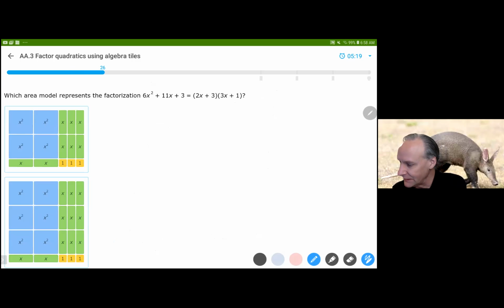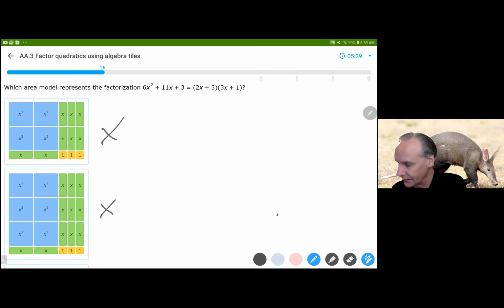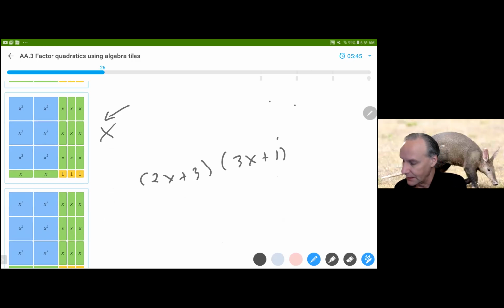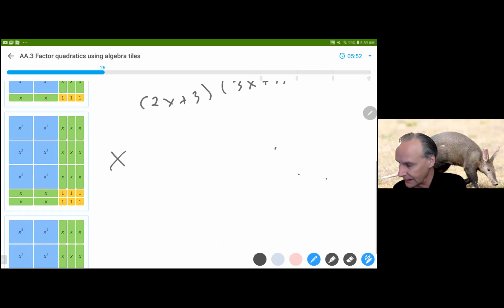All right, we've got a 2x plus 3. This is definitely not it. And this one is definitely not it. So I'm going to write it right here. 2x plus 3 and a 3x plus 1. We do have a 3x plus 1 here, and we do have a 2x plus 3 here, but the other one isn't right. Now this one has a 3x plus 2, so this one is not it either. So it looks like it might be our last one.